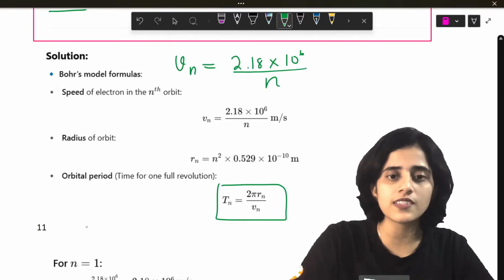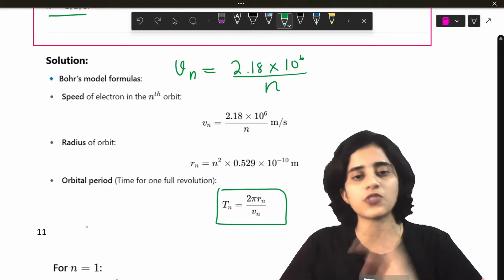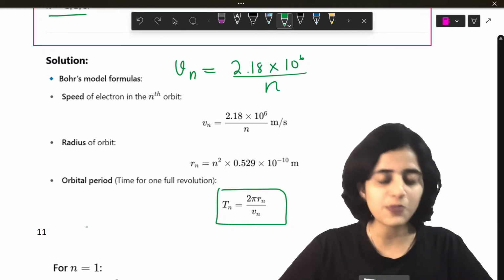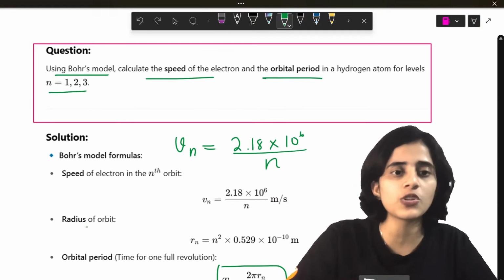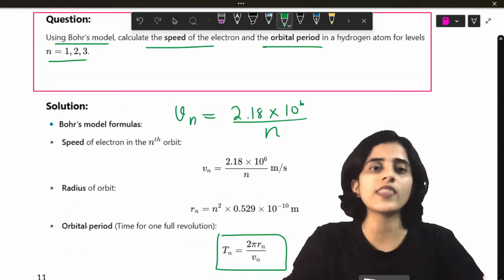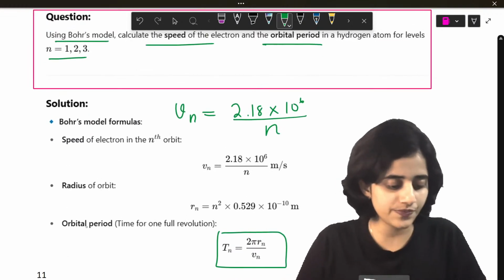So these are the three formulas. In that, you just have to substitute n is equal to 1, n is equal to 2, n is equal to 3, because that's given to you in the question. They've asked you 1, 2 and 3.